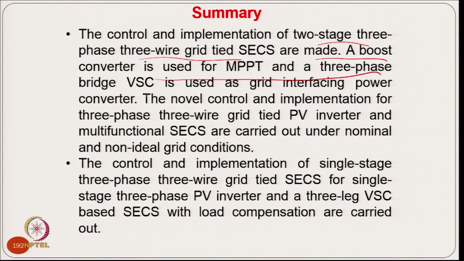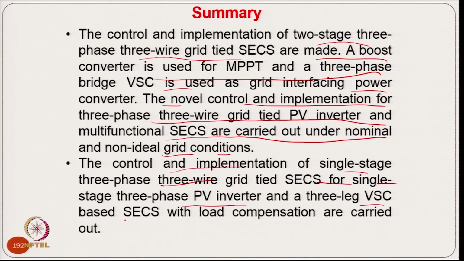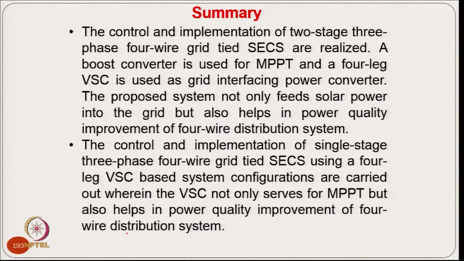A boost converter is used for MPPT and a 3-phase voltage source converter is used as the grid interfacing power converter, and a novel control and implementation of a 3-phase PV inverter and multifunctional solar system are carried out under nominal and non-ideal conditions, and control and implementation of a single stage 3-phase system with load compensation are carried out, and the control and implementation of a 2-stage 3-phase 4-wire grid tied system are realized. A boost converter is used for maximum power tracking, and a 4-leg VSC is used as the grid interfacing power converter. So, this system not only feeds the solar power into the grid, but also helps in power quality improvement of the 4-wire distribution system.